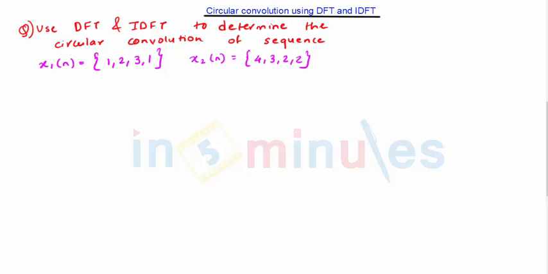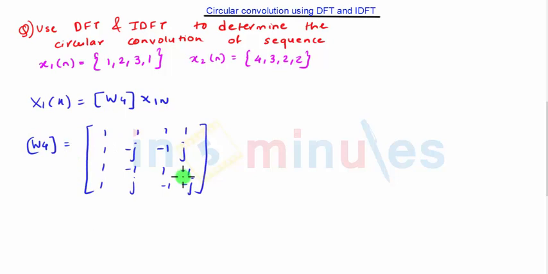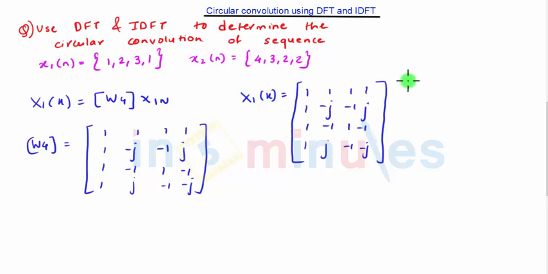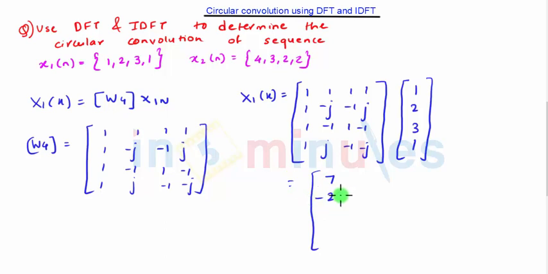The 4-point DFT of x1 of n is x1 of k, that is x1 of k is equal to W4, the twiddle factor matrix, into x1 of n, that will be the sequence. We know that W4 is equivalent to this matrix. So finally we will calculate x1 of k, that is equal to this matrix multiplied by x1 of n, that is the sequence 1, 2, 3, 1. When we compute the multiplication, we finally get 7, minus 2 minus j, 1, minus 2 plus j.